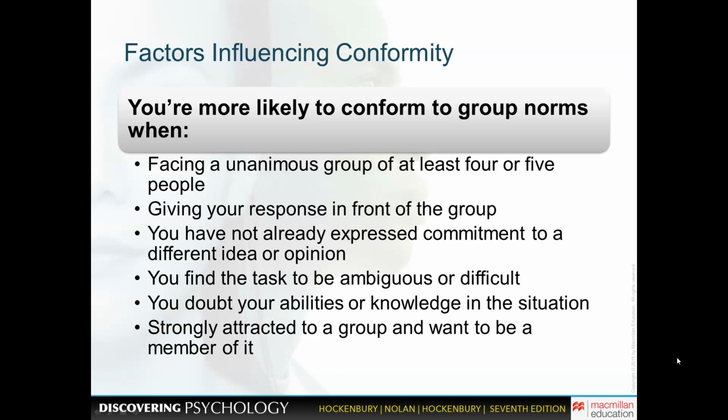Basically, you're more likely to conform to group norms, and I will give just a couple of examples. Down below here it says you doubt your abilities or knowledge in a situation. So if you don't have a lot of confidence in your abilities or knowledge in a certain situation, you might conform to the group norms. And last but not least, at the very bottom I wrote strongly attracted to a group and you want to be a member of it. You're more likely to conform to the group norms when you want to be a member of that certain group.